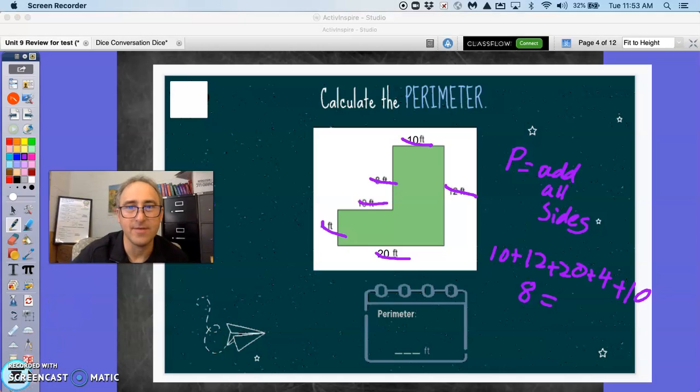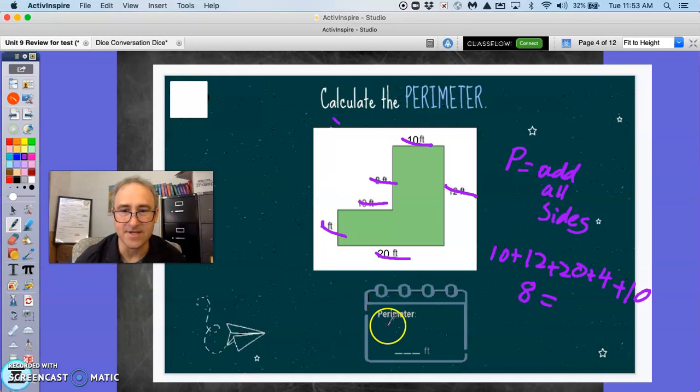When I hit enter, I'm going to make sure that I have the same number of sides here as I have numbers on my calculator. I see 1, 2, 3, 4, 5, 6 sides, 6 numbers here. I get the answer of 64. Again, we're traveling around, so we're dealing with 64 feet.